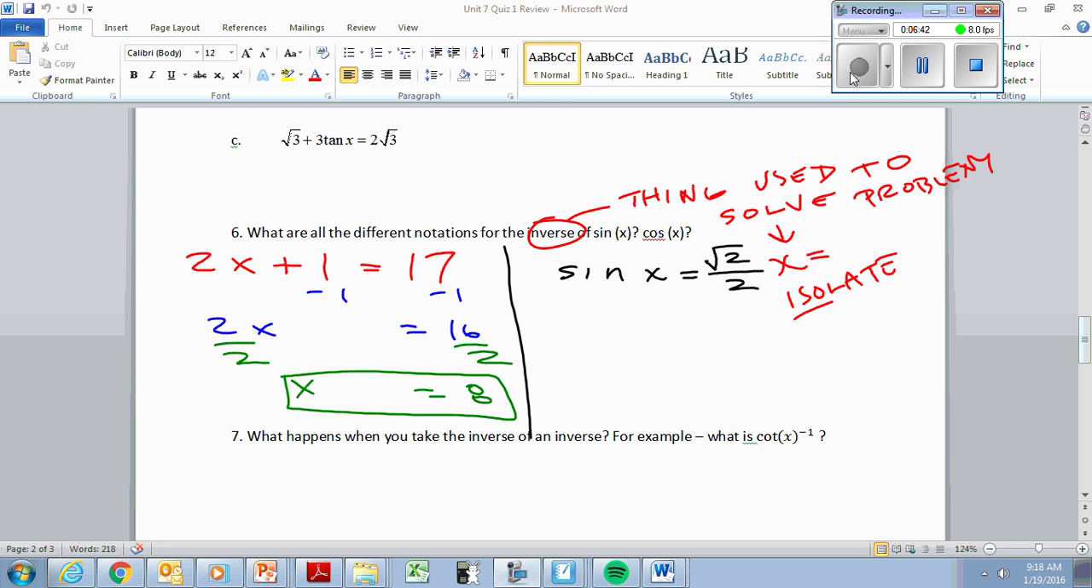Hey, Thomas, please solve for x. Please isolate x on this problem. How do I get rid of sine? I do the inverse of sine. Well, what's the inverse of sine? Like, you mean you divide sine on both sides? Or like you subtract it? Like, no. How you undo sine is by using the inverse, and the inverse looks like this.